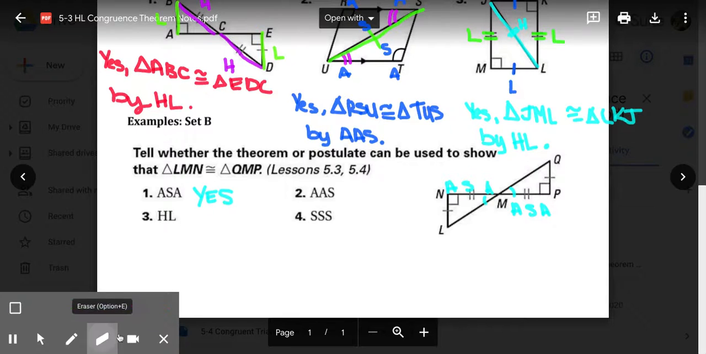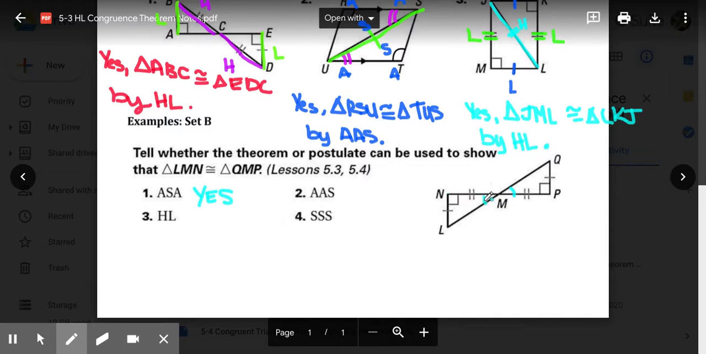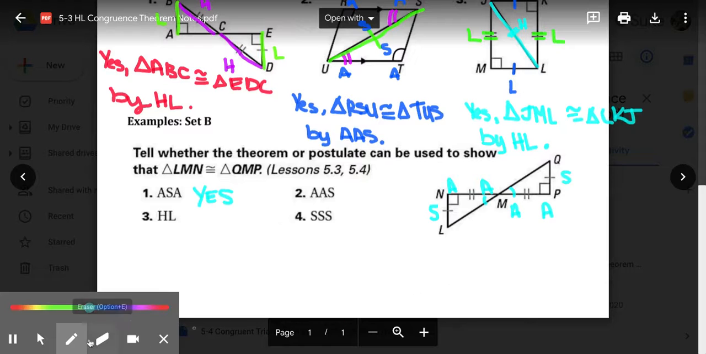Okay, let's go ahead and let's take a look at the next theorem. The next theorem says angle, angle, side. So do I have two angles in a row and then a side? Let's check. I have an angle here, I have an angle here, and I have a non-included side over here. So angle, angle, side. Let's look at the other triangle. Angle, angle, side. That works in the other triangle as well. So yes, angle, angle, side is working as well.